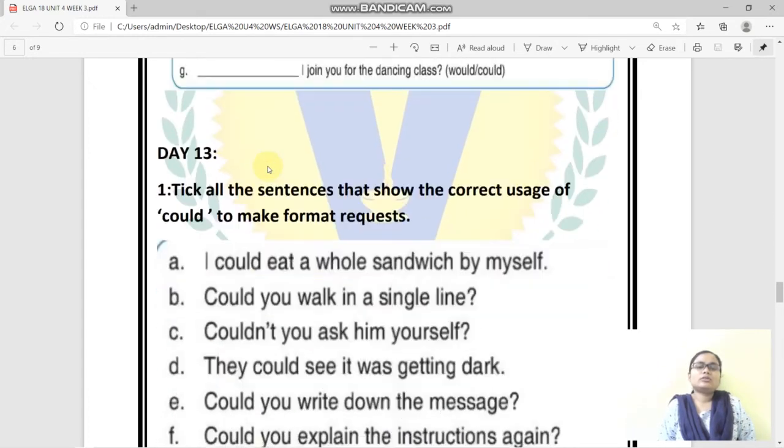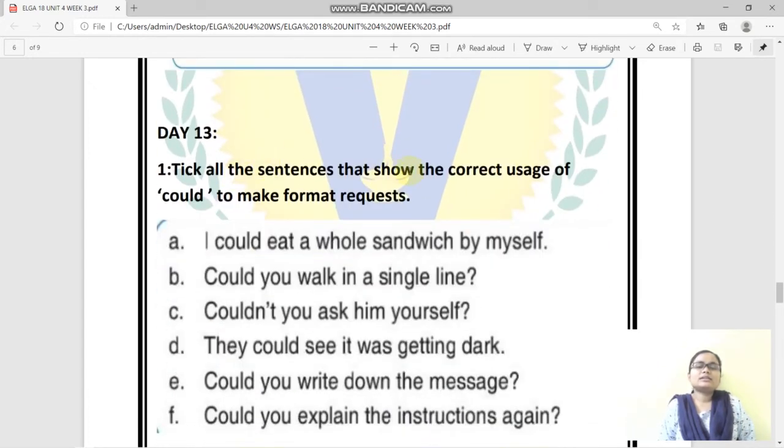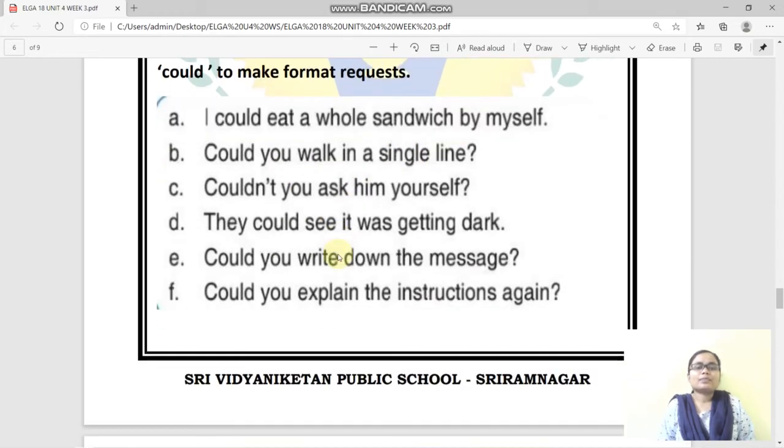Now, let's go towards day 13. Tick all the sentences that show the correct usage of could to make a formal request. So, read all the sentences. After reading, think over which sentence shows the correct usage of could. You are supposed to tick that, children. So, this is about could.